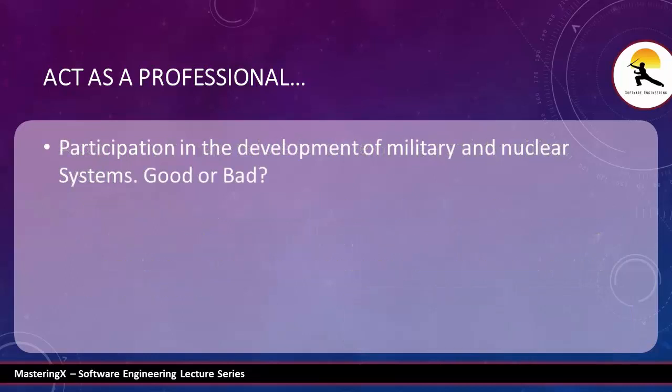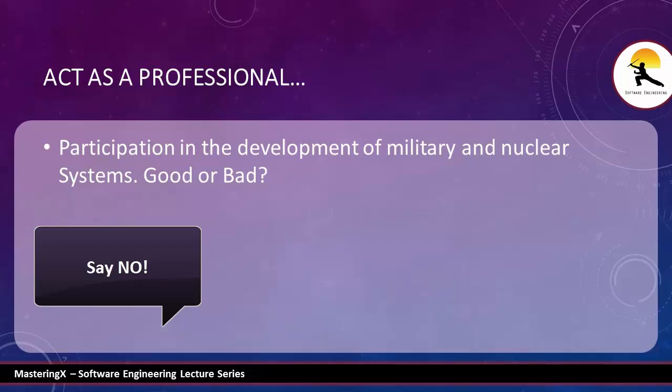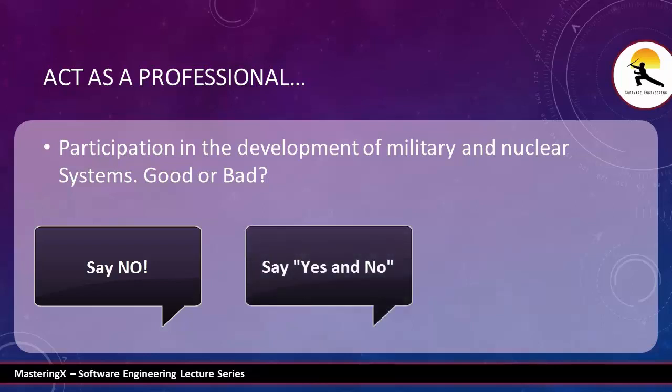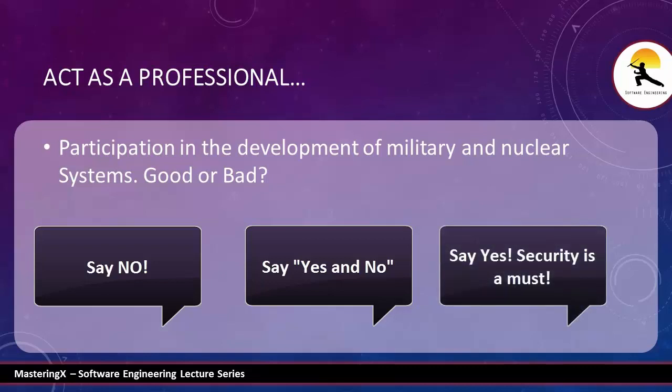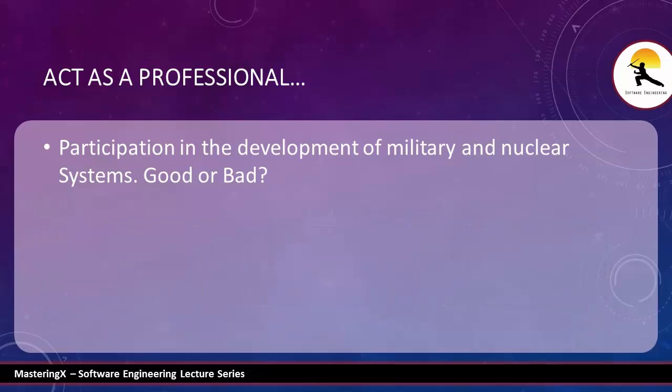Another ethical issue is participation in the development of military and nuclear systems. Some people feel strongly about these issues and do not wish to participate in any system development associated with defense systems. Others will work on military systems but not on weapon systems. Yet others feel that national security is an overriding principle and have no ethical objections to working on weapon systems. In this situation, it is important that both employers and the employees should make their views known to each other in advance.